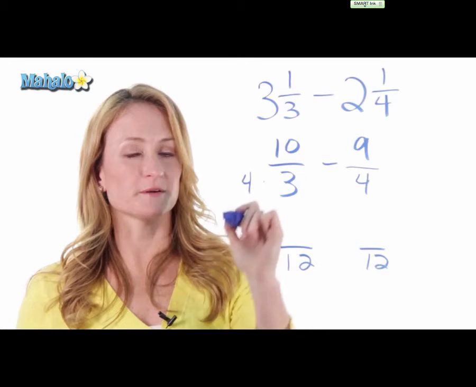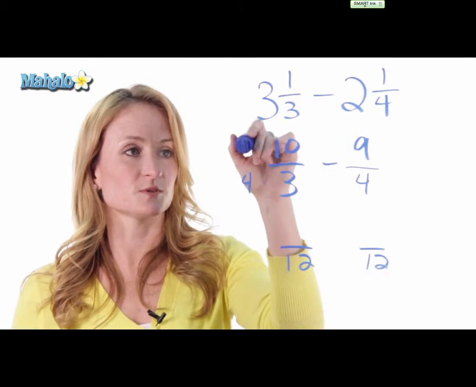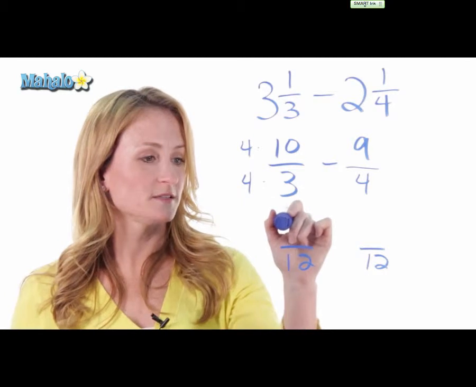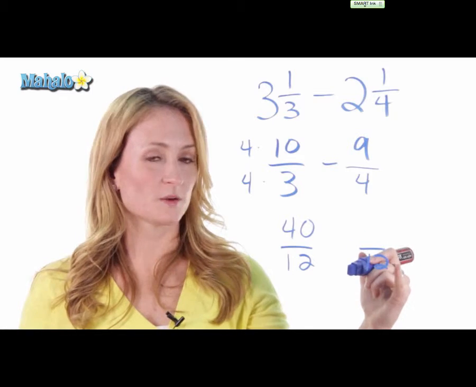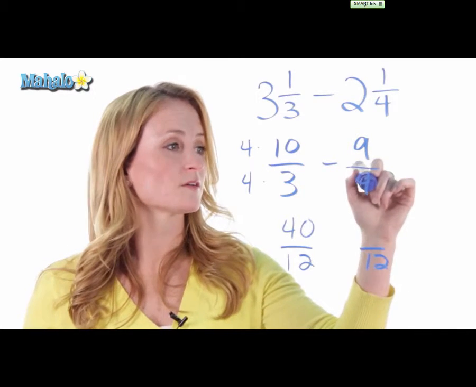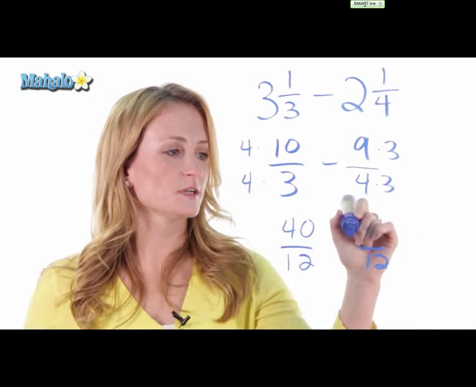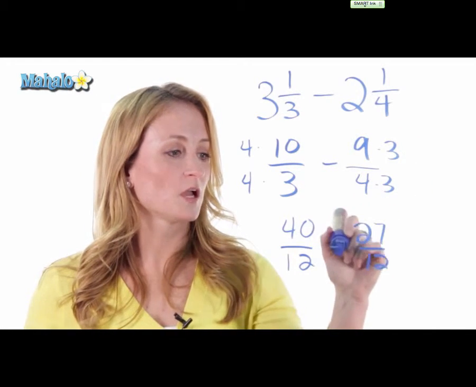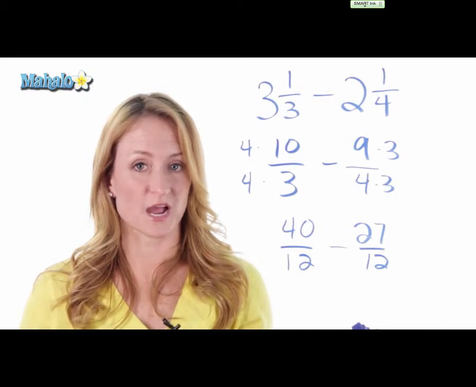So how did I turn this 3 into a 12? I multiplied it by 4. And remember, what you do to the bottom, you need to do to the top. So we're going to multiply that times 4. 4 times 10 is 40. What did we do over here? How did this 4 become a 12? Well, we multiplied it by 3. 4 times 3 is 12, and 9 times 3 is 27. So now we have two fractions with a common denominator, so now we can subtract.